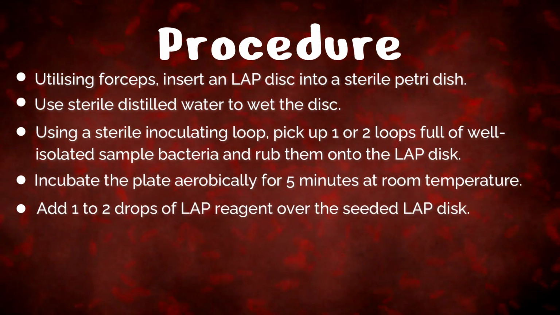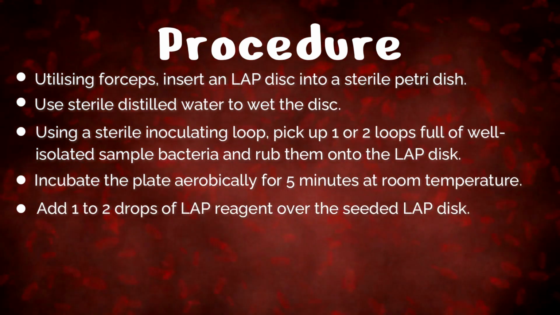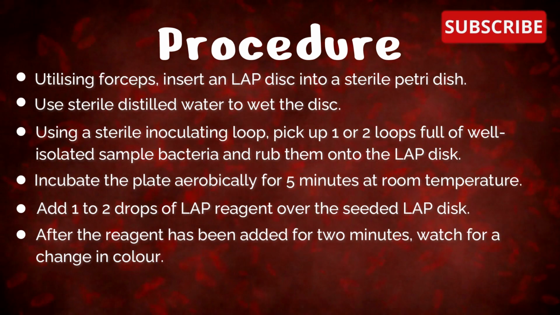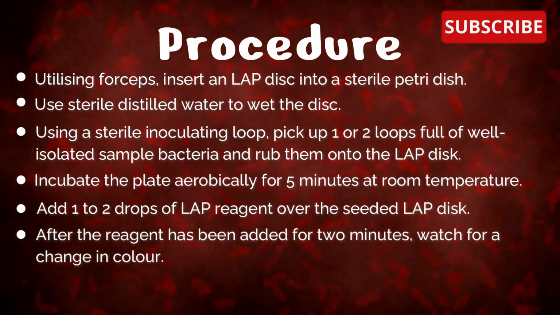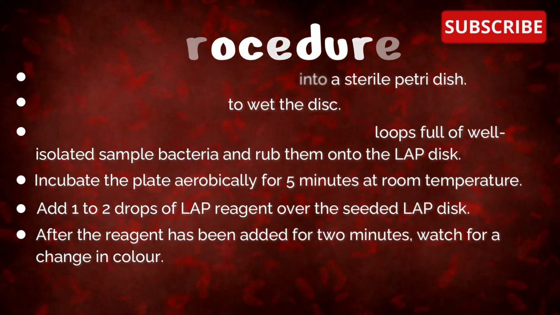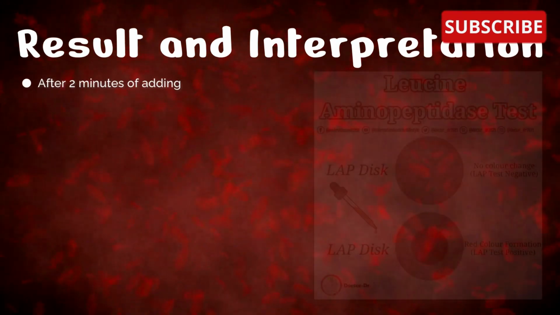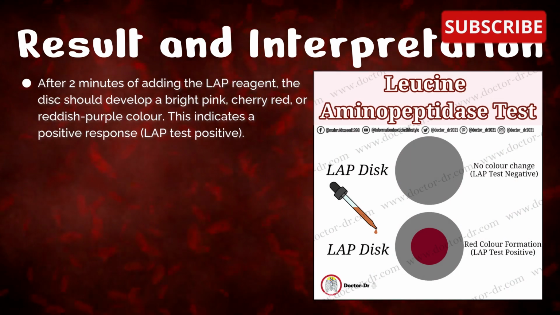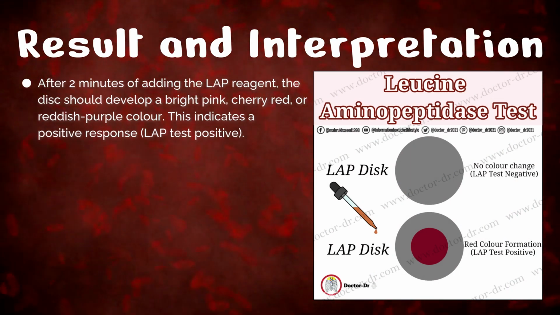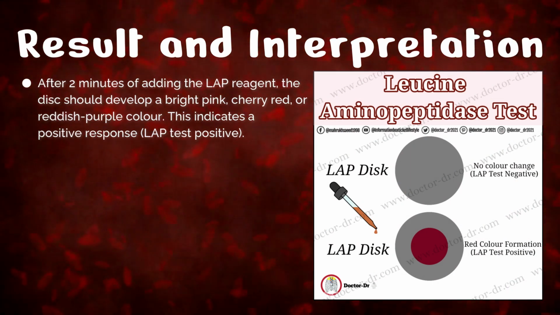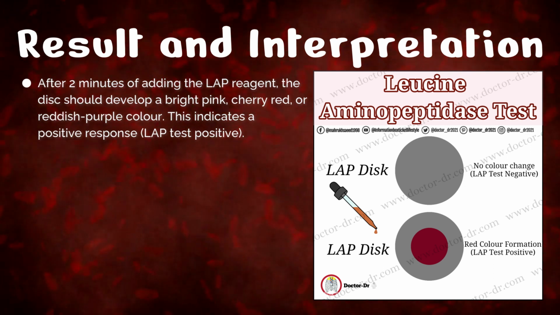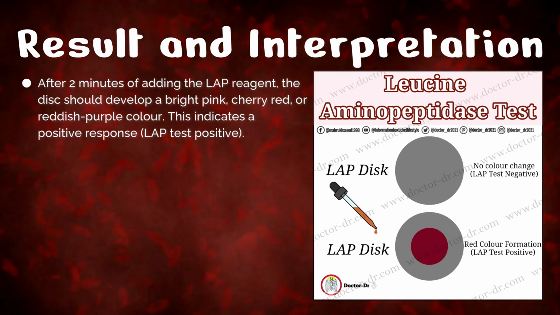Add 1 to 2 drops of reagent over the seeded disc. After the reagent has been added for 2 minutes, watch for a change in color. Next is result and interpretation of the lab test. After 2 minutes of adding the reagent, the disc should develop a bright pink, cherry red or reddish purple color. This indicates a positive response.